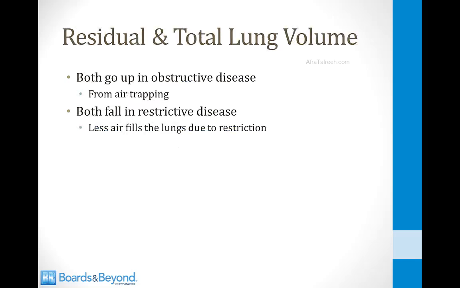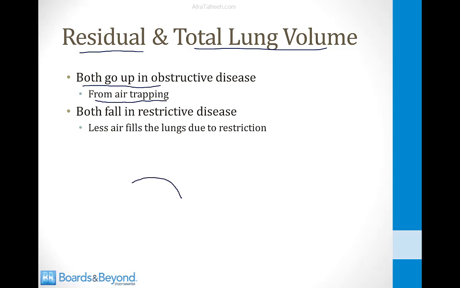One other point before I go on to discuss specific causes of obstructive lung disease, and that point is on residual volume and total lung volume or total lung capacity. We don't normally measure these because they're very difficult to determine clinically, but if you were to measure them, you'd find that both go up in obstructive disease, and this is from air trapping.